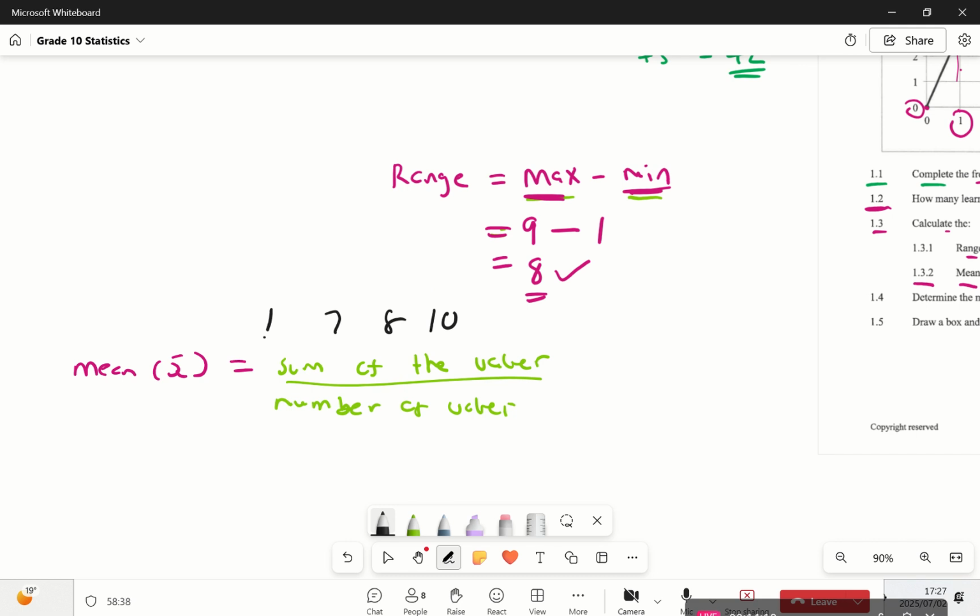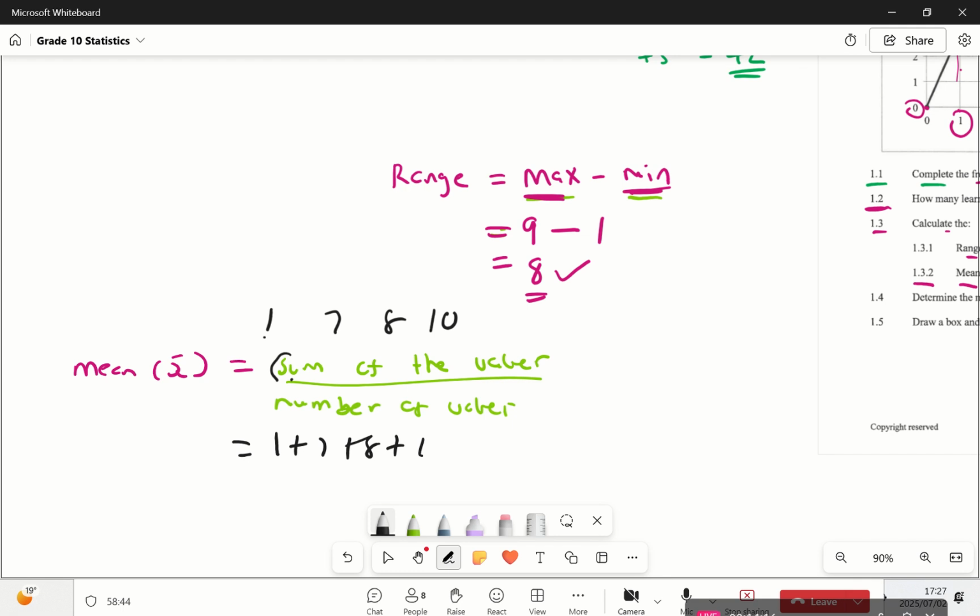And then they ask you to find the mean. So obviously you're going to substitute into this formula: sum of the values, 1 plus 7 plus 8 plus 10, over the number of values. You've got 1, 2, 3, 4 values. This will give you 26 divided by 4, an answer of 6.5, for example. Sharp, that's your average.